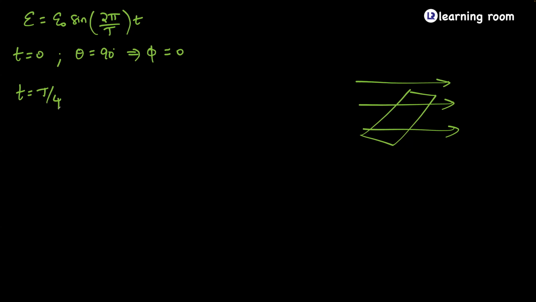So from 0 to T by 4, when the coil has rotated, what is the value of theta? Theta is 0 degrees. In this case, flux is going to be B into A, which is going to be maximum.